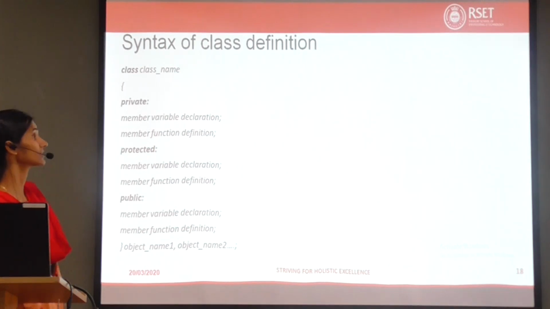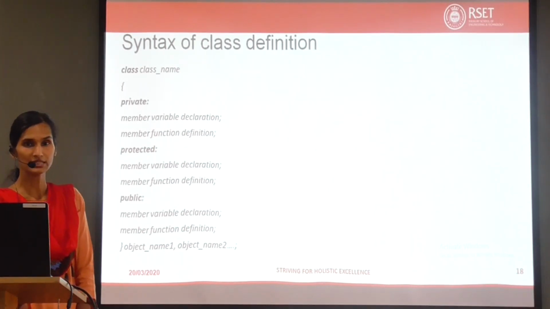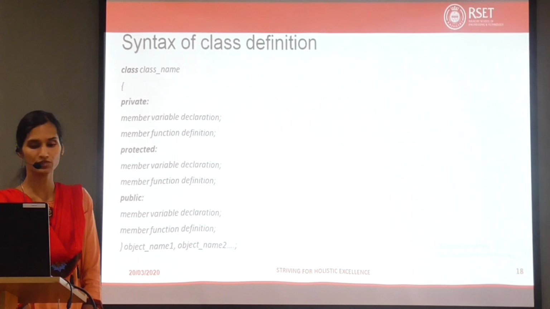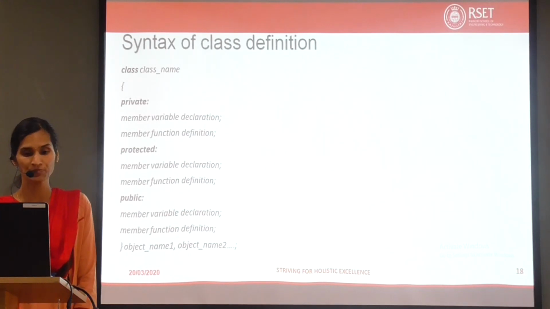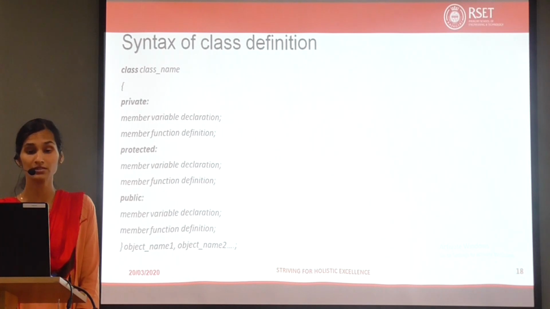Here you can see I have written class. Class name is my, the name of the class that I have given. Inside you can see I have specified private, protected and public. Now there can be member variable declarations and function definitions under each of these specifiers, and the object names will be object name 1, object name 2 and so on.